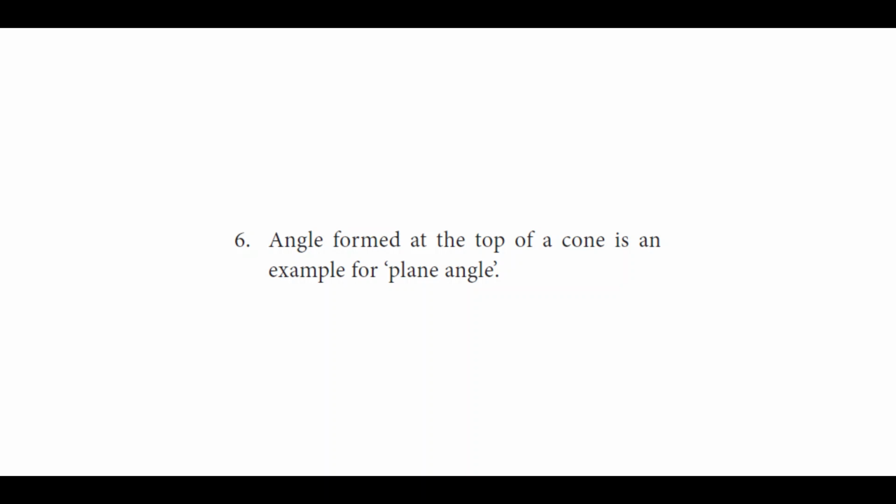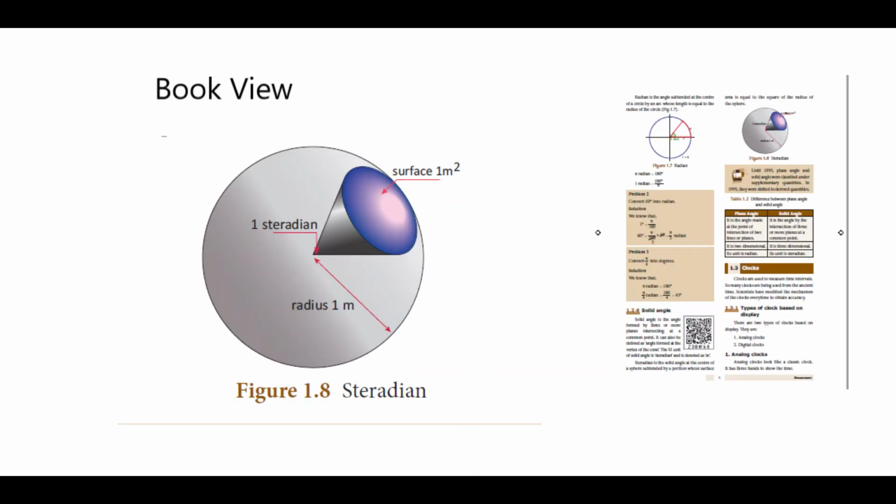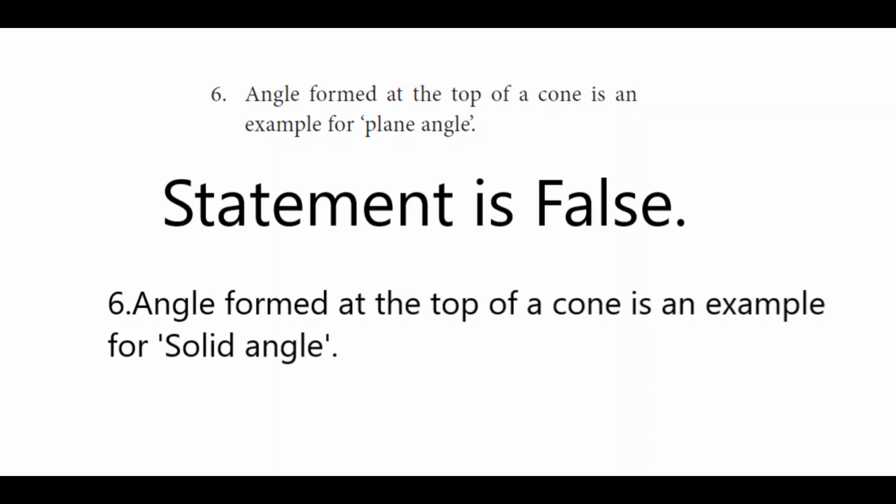Then the sixth one, angle formed at the top of a cone is an example for plane angle. Shall we see in the book? Here it is a cone and the angle at the top is there. So what is the statement? The question is about plane angle, but the matter coming is a cone. Actually, plane angle should be of planes. If a cone is mentioned, then the angle will be solid angle. So the statement is false. And again, I have written that sixth, angle formed at the top of a cone is an example for solid angle.